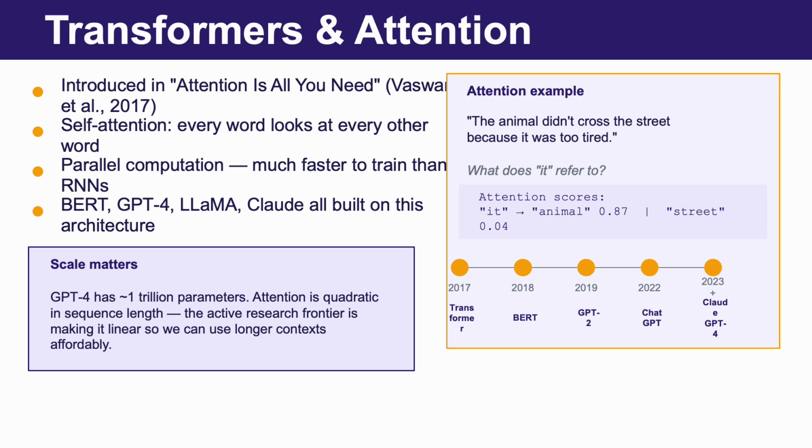"The animal did not cross the street because it was too tired." What does "it" refer to? Attention scores: "it" goes to "animal" at 0.87, "street" is 0.04. In 2017 we had Transformers, 2018 we had BERT, 2019 we had GPT-2, 2022 we had ChatGPT, and 2023 until today we have Claude, Gemini, and many other things. So definitely read "Attention Is All You Need," the paper written in 2017.